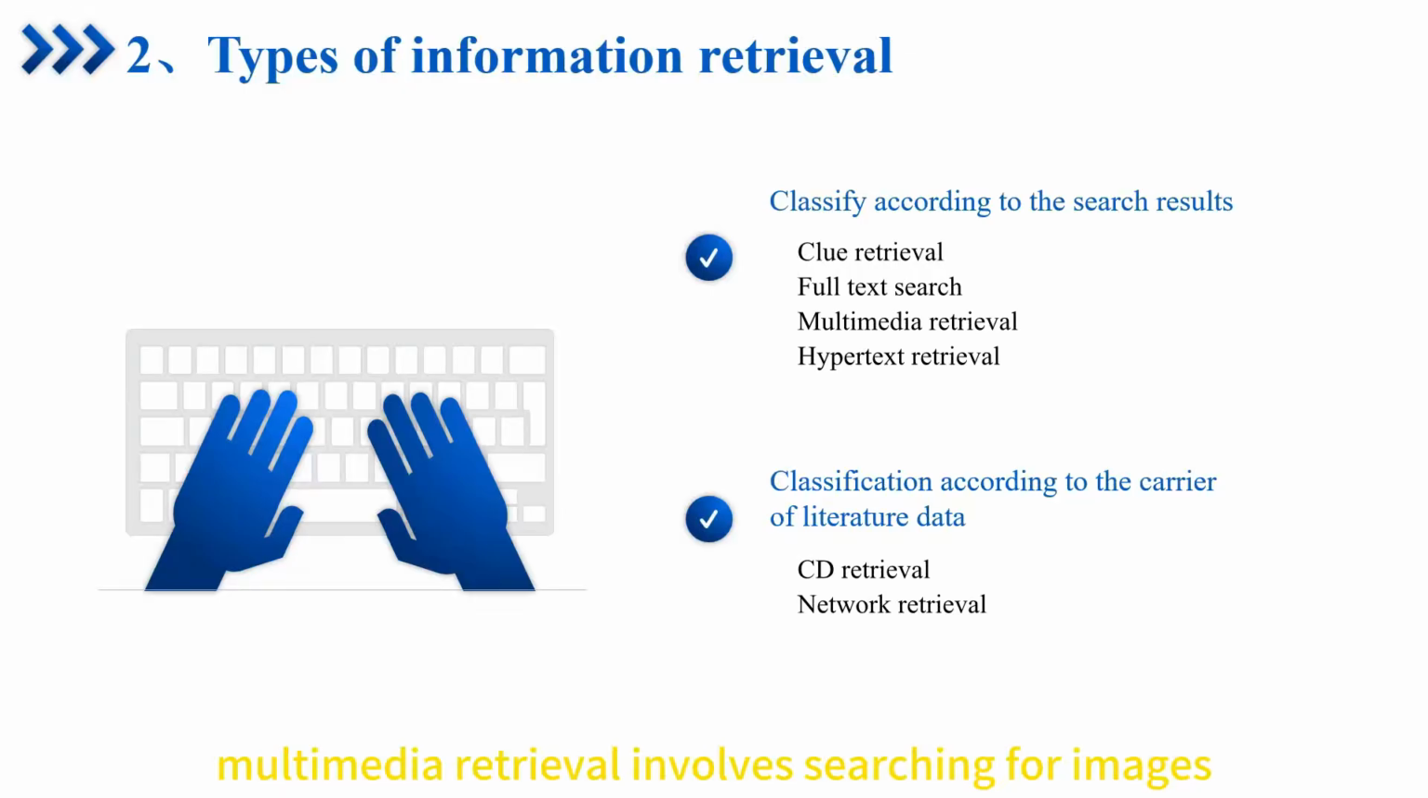Multimedia retrieval involves searching for images, videos, and audio content based on their visual or auditory features. Each type of information retrieval has its own strengths and weaknesses. The choice of which to use depends on the specific needs and goals of the user.